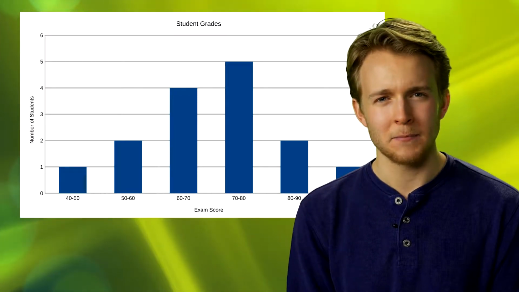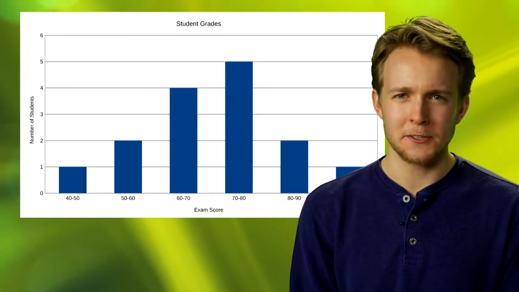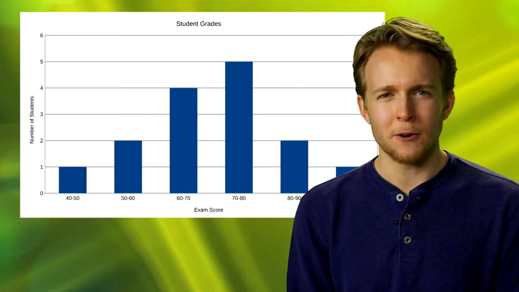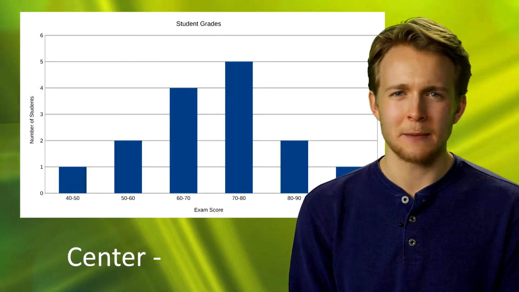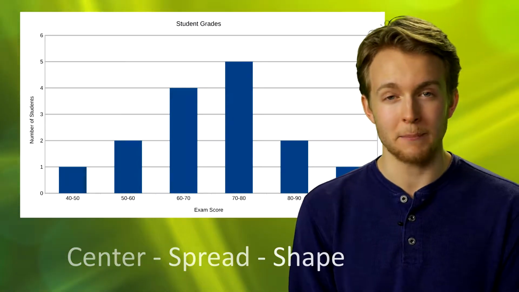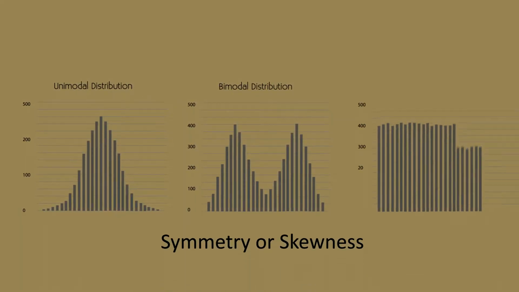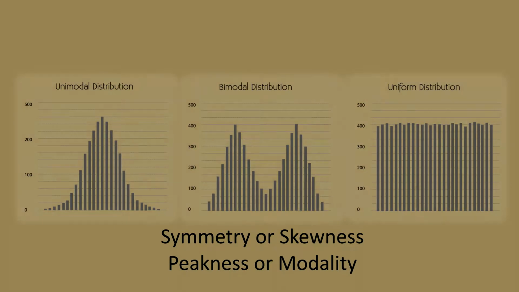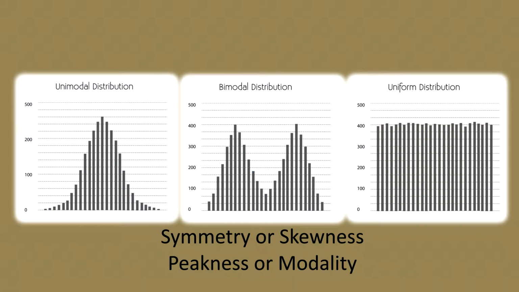More specifically, we should consider the following features. We will get a sense of the overall pattern of the data from the histogram's center, spread, and shape, while outliers will highlight deviations from that pattern. When describing the shape of a distribution, we should consider symmetry or skewness of the distribution and peakness or modality, that is, the number of peaks or modes that the distribution has.